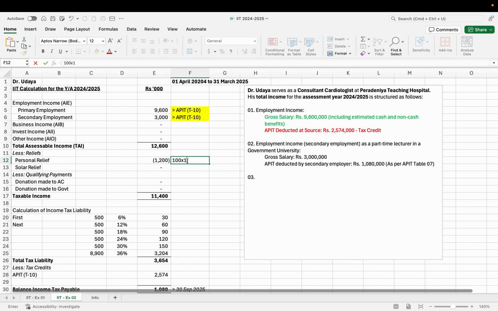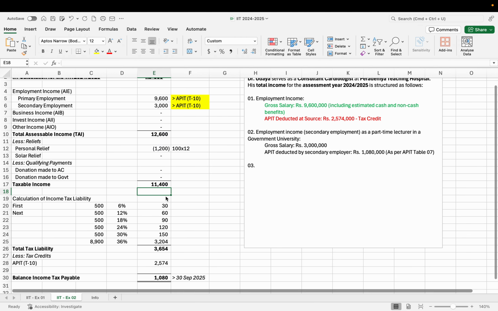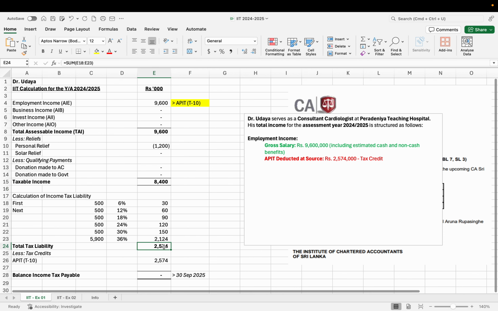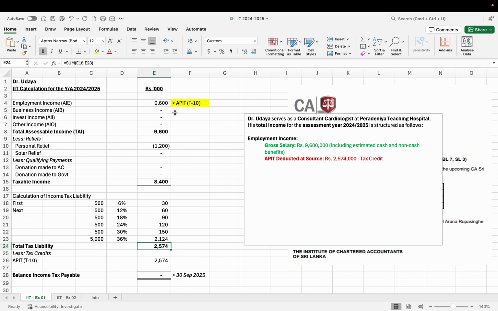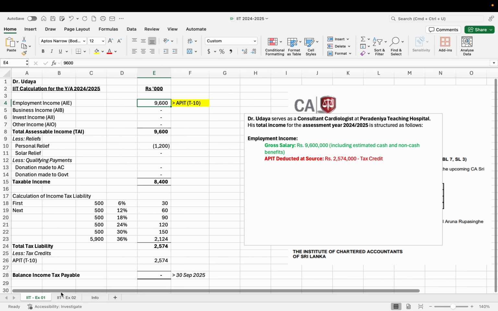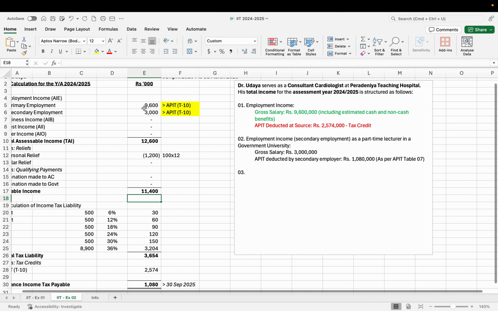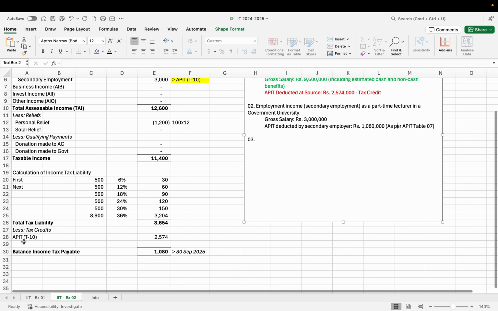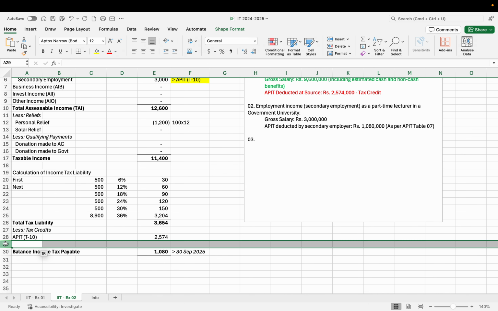These laws are applicable only for this year, because the tax free threshold per month is 100,000 in this year of assessment, multiplied by 12 you end up with 1.2 million. The other reliefs, solar and all these things, we'll discuss one by one later. Then you can see in the previous example we ended up with this much tax because there was only primary employment. When it comes to secondary employment, we added this one and the tax credit is also given.